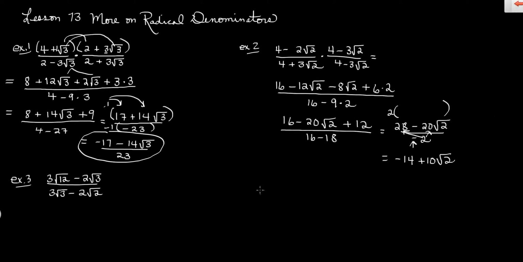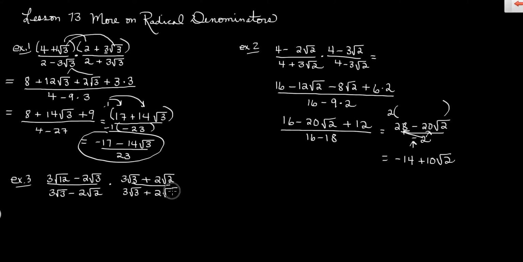All right, let's do the last one. Example 3. Multiply the numerator and denominator by the conjugate. You can always stop the video and try this yourself and see if you got it, and then turn it back on at any point. Conjugate. Same terms, different signs.